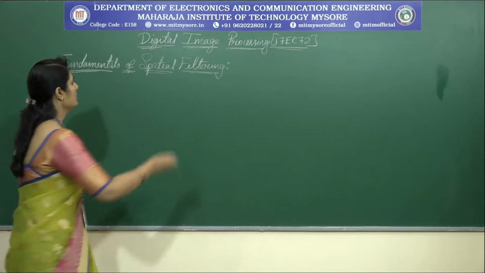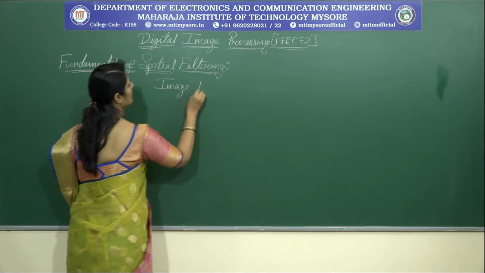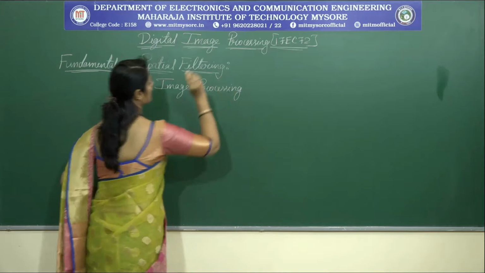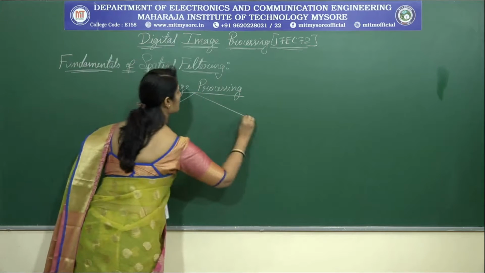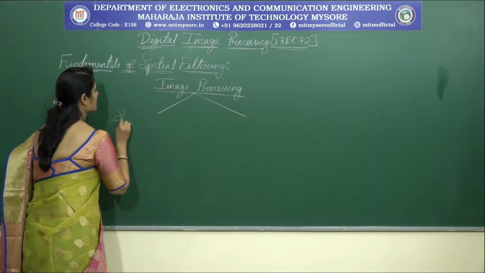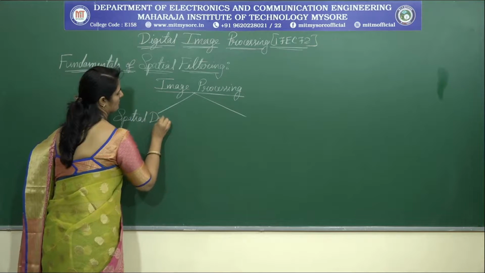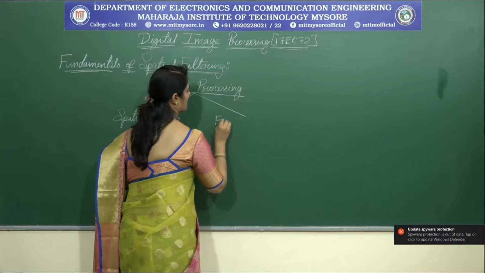In image processing, we can perform processing under two principal domains. They are the spatial domain and the frequency domain.